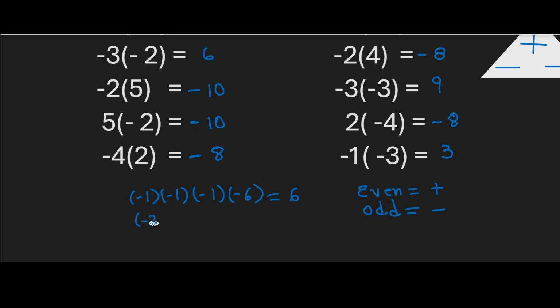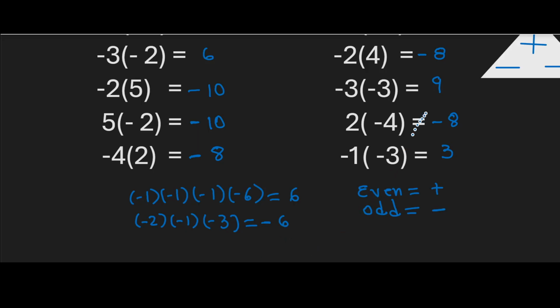Now, let's multiply negative 2 times negative 1 times negative 3. Okay? Count the number of negatives. 1, 2, 3. 3 is going to be an odd number. That tells you that the answer is negative. Okay? So then multiply 3 times 1 is 3, times 2 is going to be 6. So the answer is going to be negative 6.